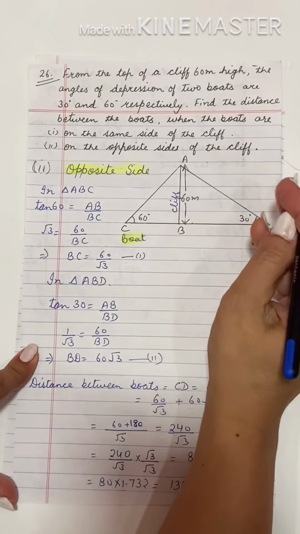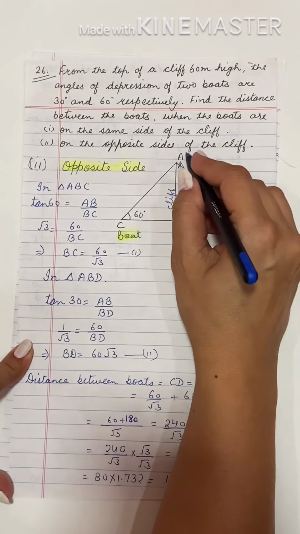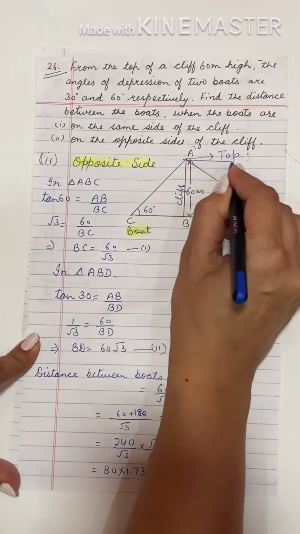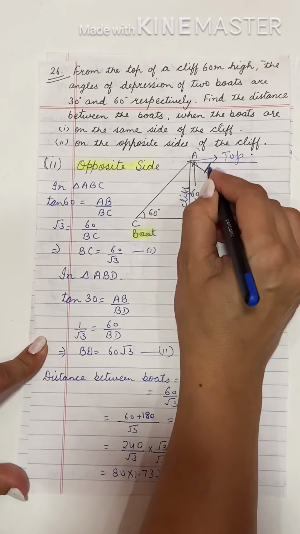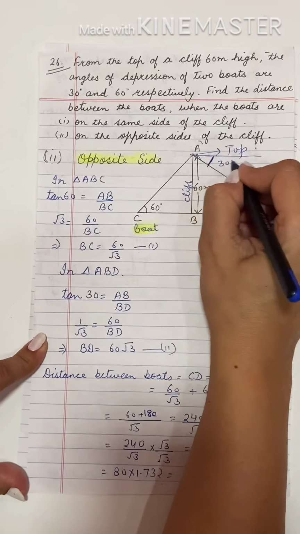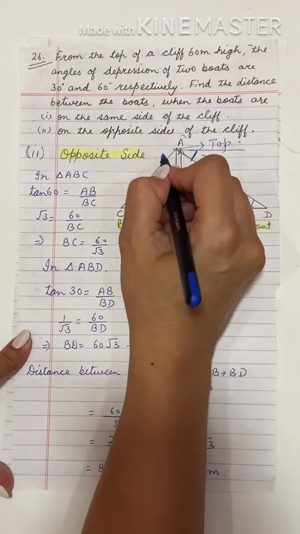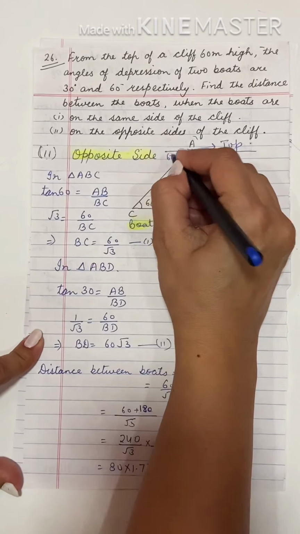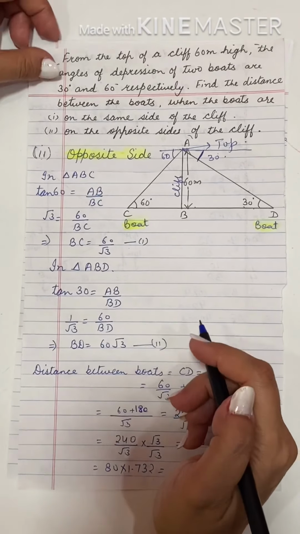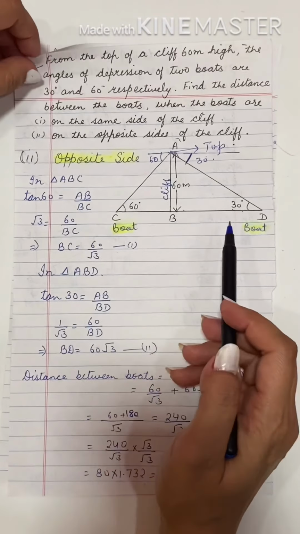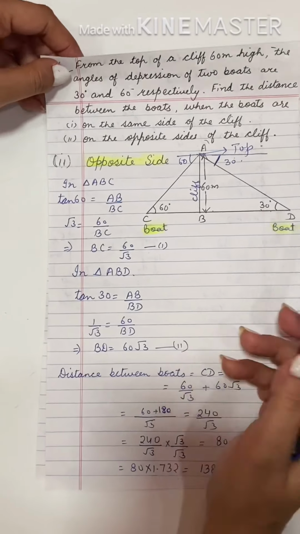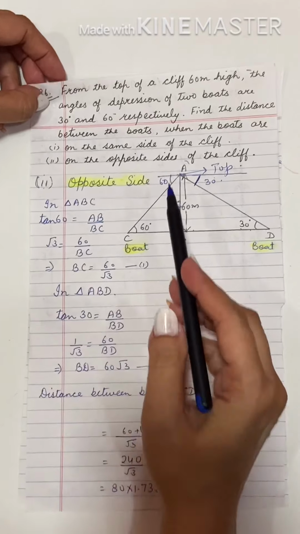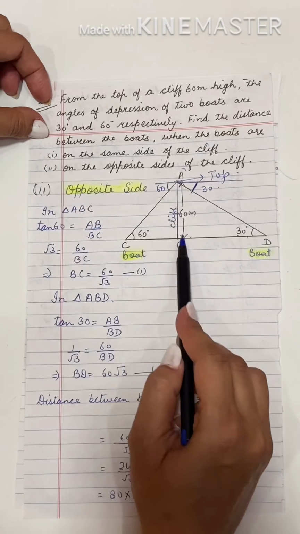Now two cases are possible. If this is the top of the cliff, and we are calculating the angle of depression, this is the angle of depression, this is 30 degrees. So this angle will also be 30 degrees, alternate angles. If this is 60 degrees, this angle will also be 60 degrees. Two cases are possible. The boats can be on the opposite sides or they can be on the same side. We'll discuss both the cases. First, I am taking the case when the two boats are on the opposite sides of the cliff.